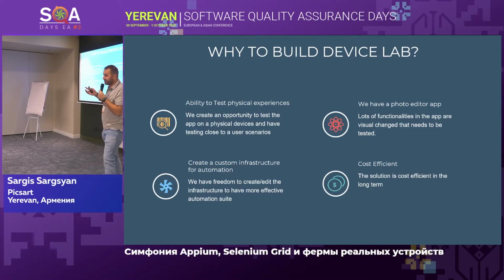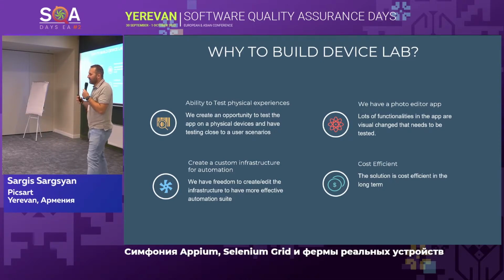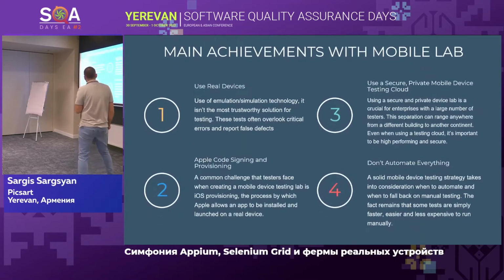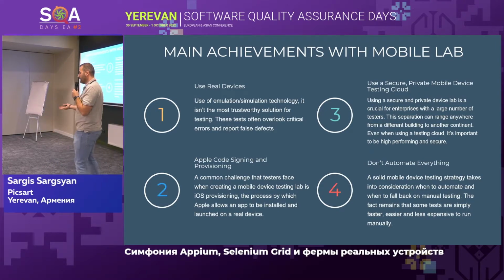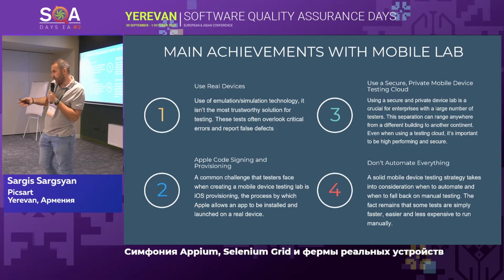But cheaper is both true and false, because you need someone to build it. So human resources should also be counted, because building this kind of solution is quite complex, and you will need quite a long time to deal with it. The main achievement with creating this solution is that we can use real devices, as we already said. With this customization and this infrastructure, we have access to every level of the automation suite.